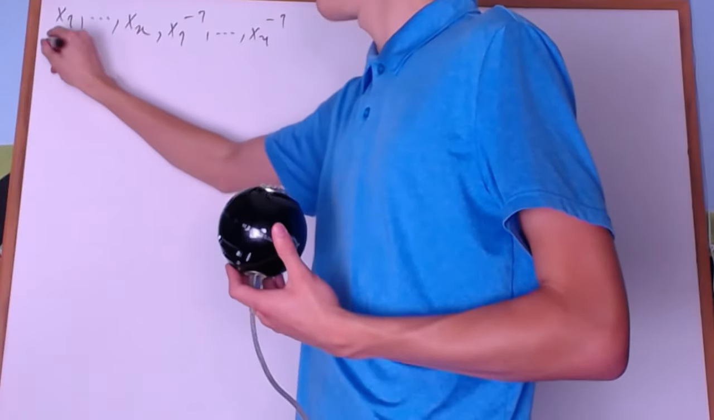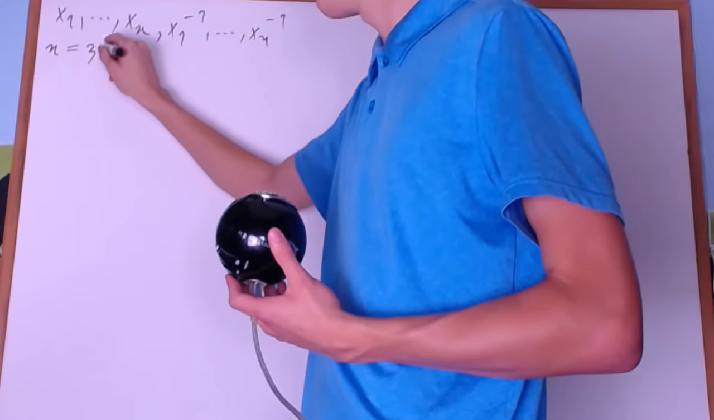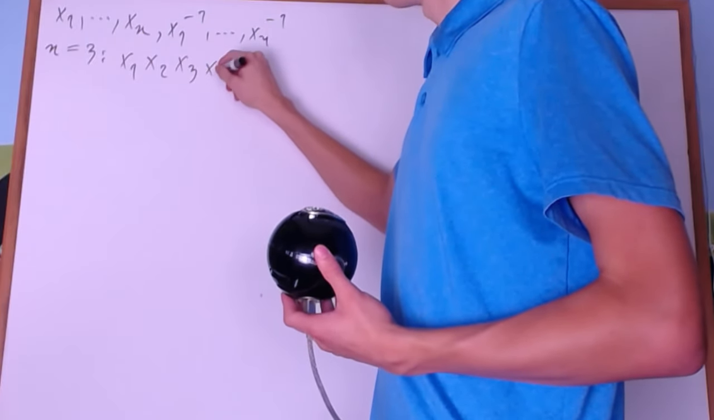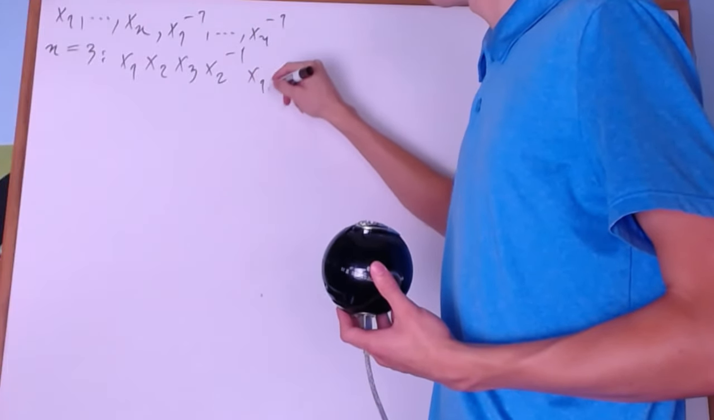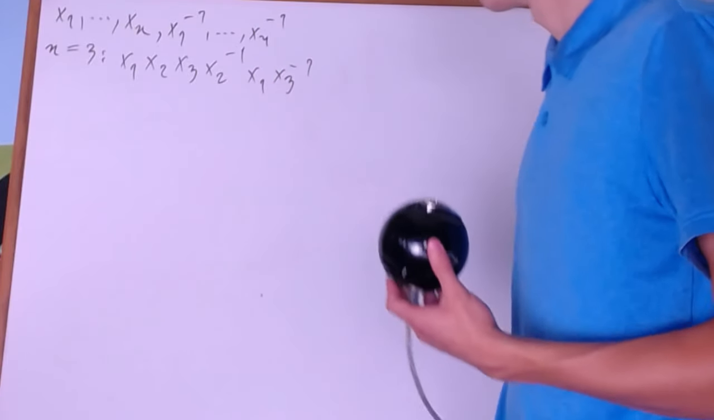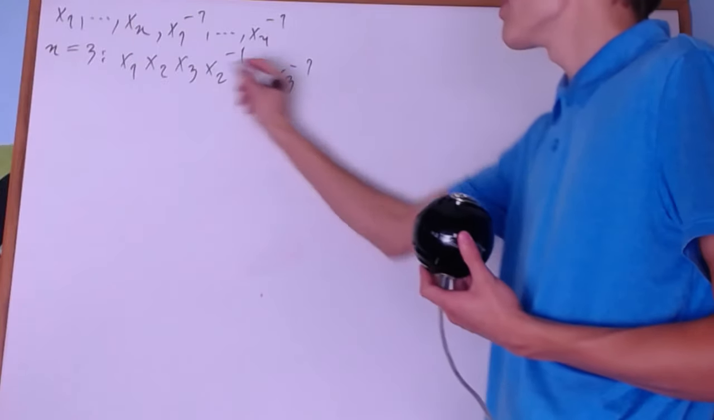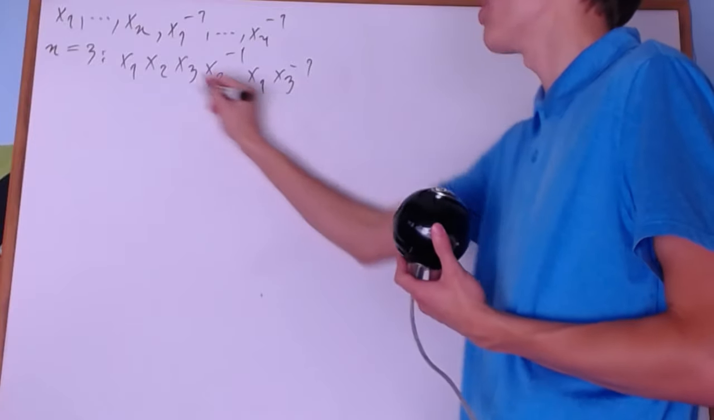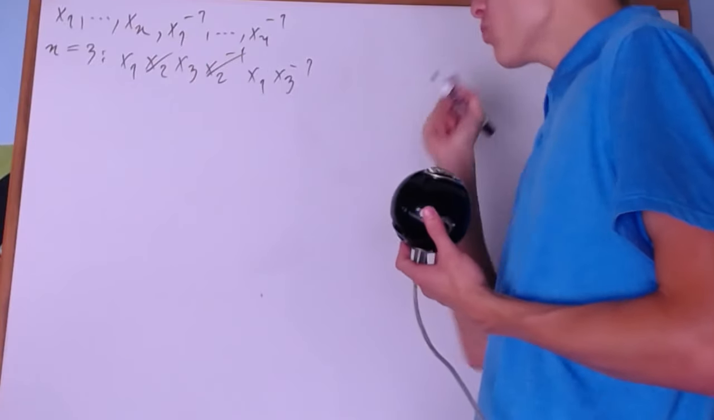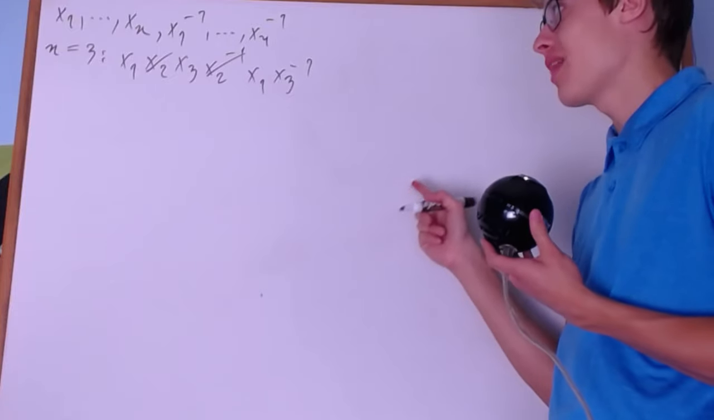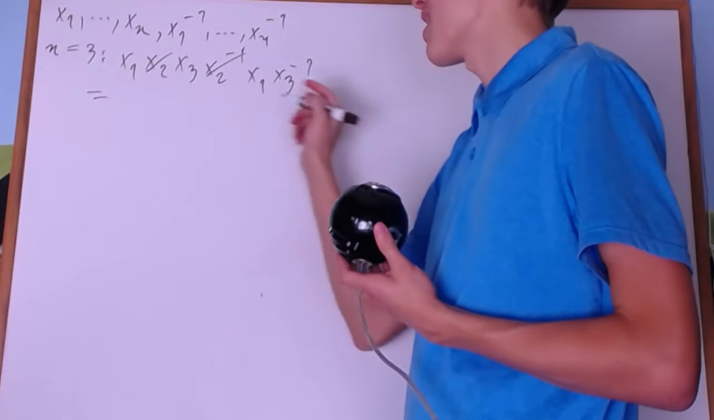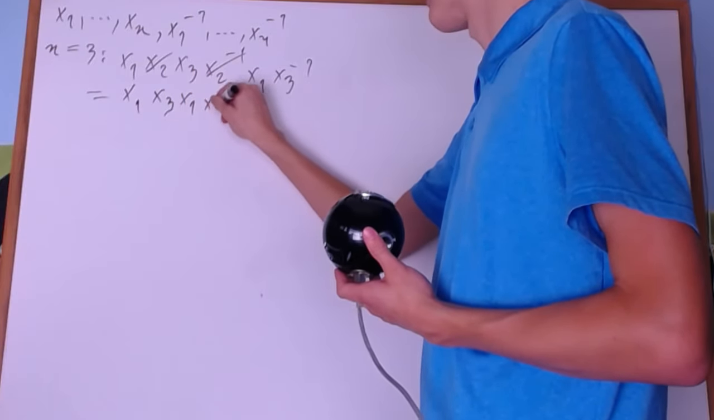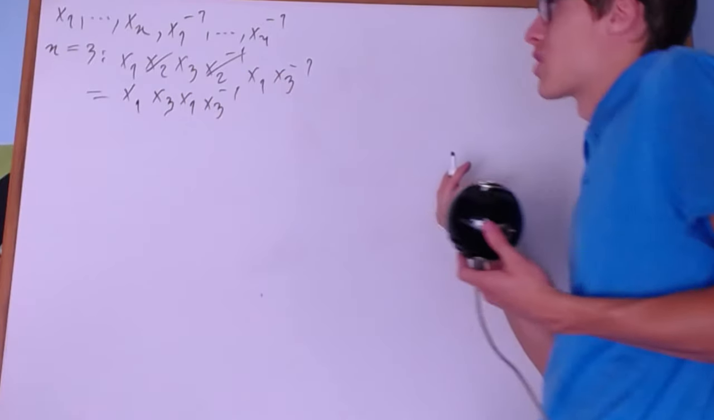So let's go ahead and do an example where n is 3, such as x1, x2, x3, x2 inverse, x1, x3 inverse, to where if you remove all mentions of an xi, so let's remove all mentions of x2, that it will reduce to the identity element of that group. So what will we get out of here? Well, we'll get x1, x3, x1, x3 inverse. This doesn't work, like at all.